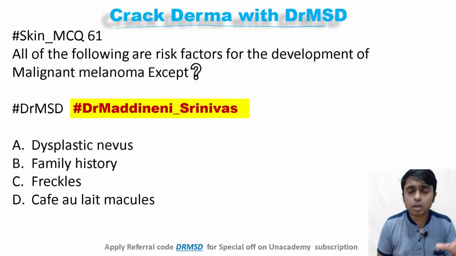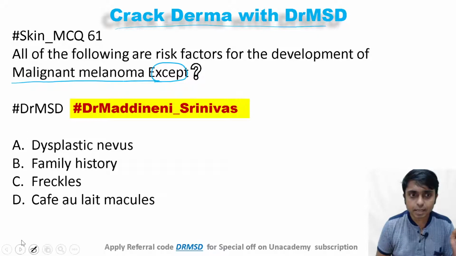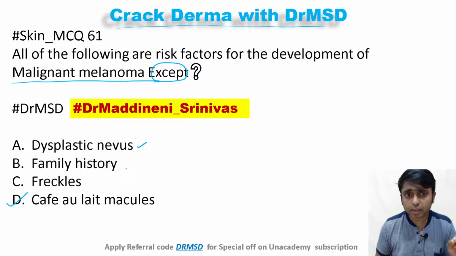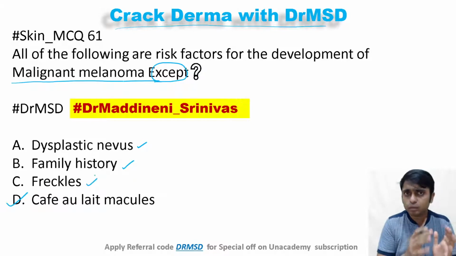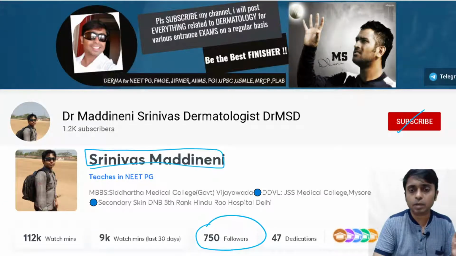The question is this: all of the following are risk factors for the development of malignant melanoma except. So you need to identify which one is not the risk factor. If you have answered it as café-au-lait spots, then your answer is right. Why? Because dysplastic nevus, family or personal history of malignant melanoma, and freckles, all of these are risk factors for development of malignant melanoma in a particular individual.